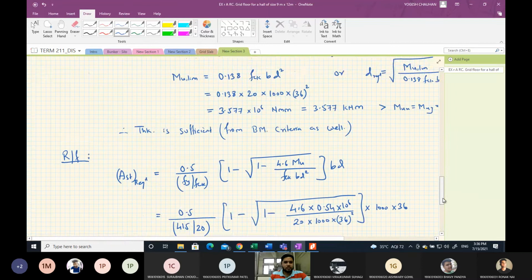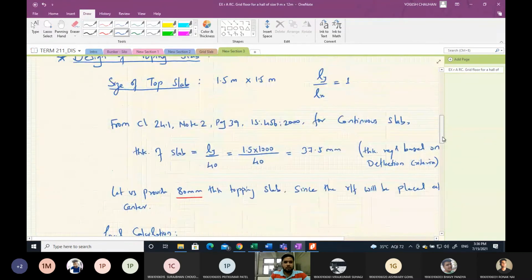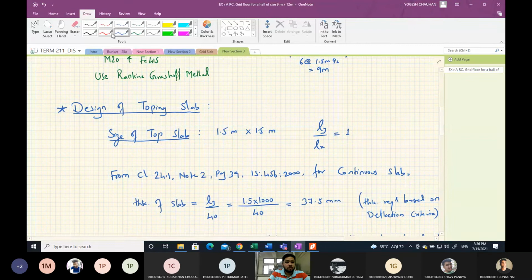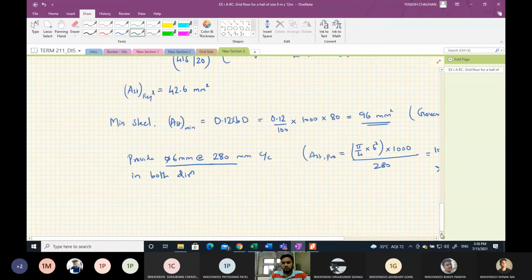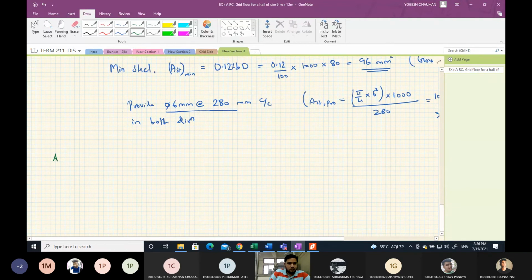Okay, so with this, the topping slab is designed. Now our next step would be to design the ribs. So next is design of ribs, or we call it as beams. So first would be to size, to find the size.